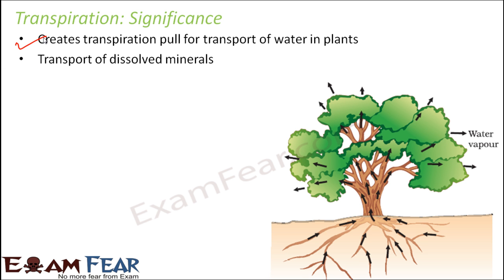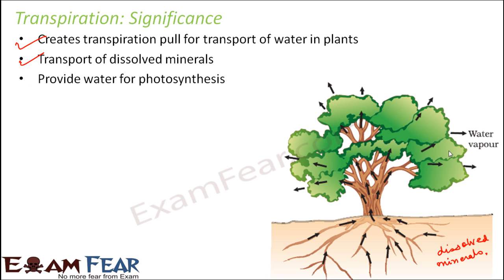So that's one advantage. It also helps in transport of dissolved minerals, because the water in the soil also contains a lot of dissolved minerals. For example, potassium, sodium, calcium, phosphorus. So many dissolved minerals are present in the water in soil. So not only water gets transported, but also those minerals reach various parts of the plant. And these minerals are extremely important for growth and development of plants.